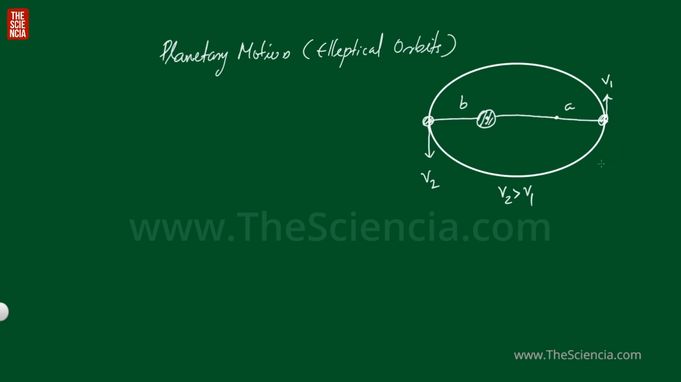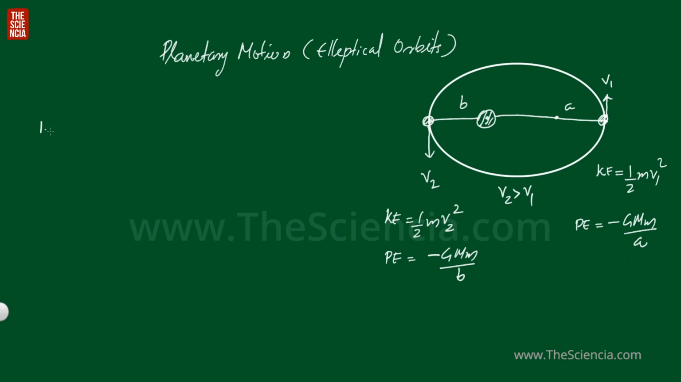At position a, it will have a kinetic energy equal to half m v1 square. At position b, the kinetic energy will be equal to 1 by 2 m v2 square. Here the potential energy is equal to minus GM by the distance, that is here it is b. And here the potential energy will be equal to minus GM by the distance, that is a.